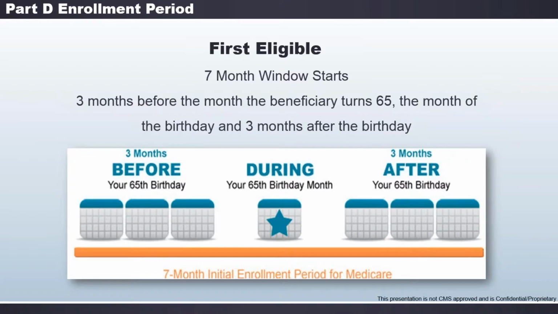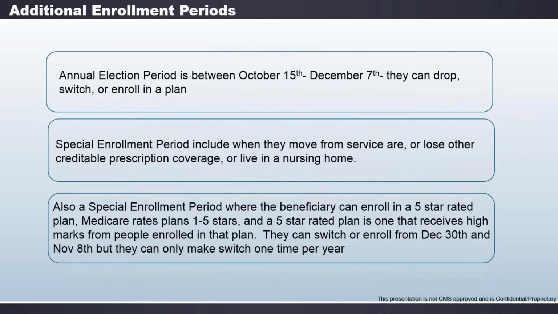So just looking at your enrollment periods, very similar to if you were looking at Plans A and B. For your first eligible, when are your clients first eligible? They have that 7-month window: 3 months before their 65th birthday, the month of their 65th birthday, and 3 months after their birthday.